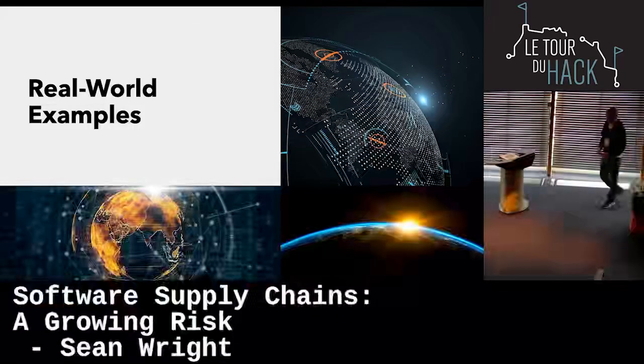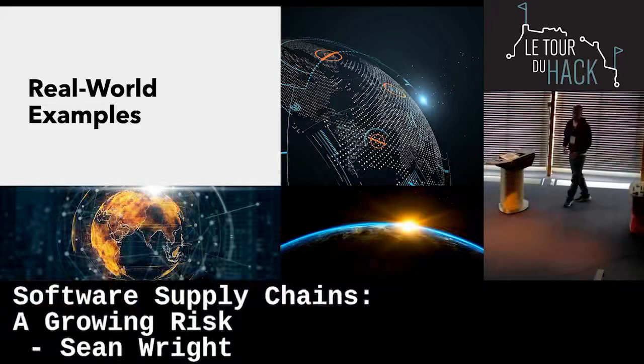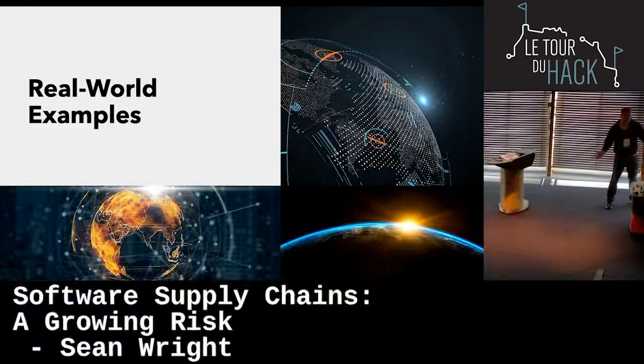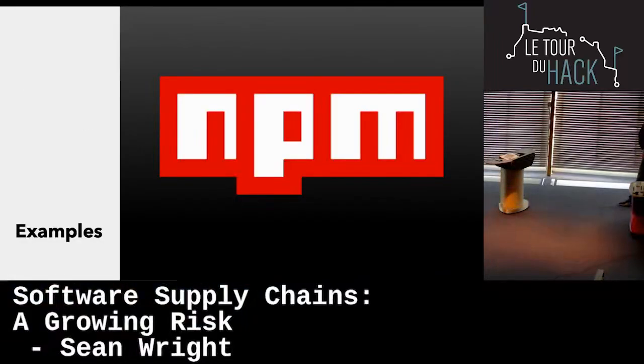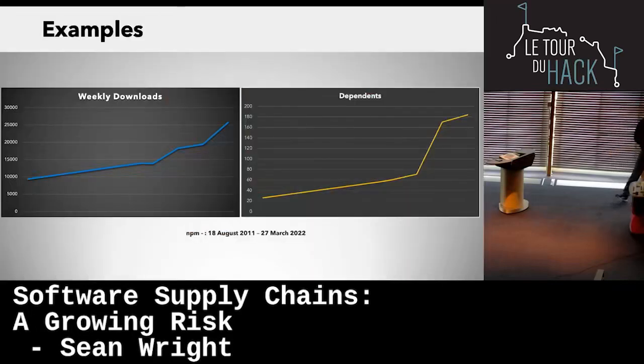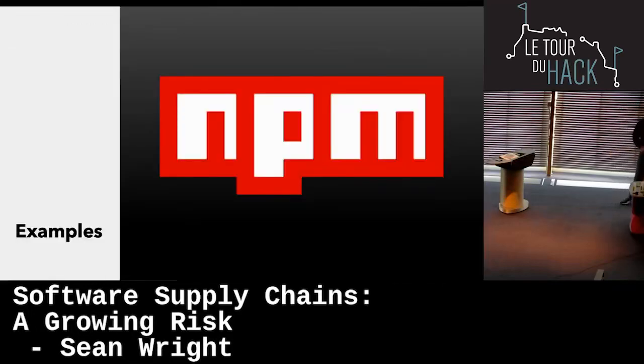One of the things I like doing whenever I give these talks is to give some real world examples. It's always good saying, hey, this may be an issue, or this could probably happen. This could happen, this has happened. So I'm trying to highlight some cases where it has happened. Probably one of the most targeted repositories at the moment is NPM, the Node Package Manager, which is basically where JavaScript packages are hosted.